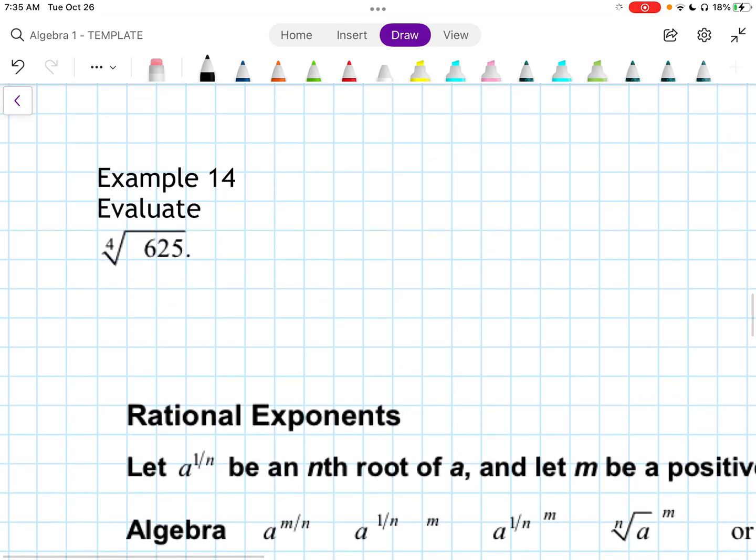Example 14, this is the fourth root of -625. Well, that is no solution. All right, and let me give you an easier problem. Square root of -9. Well, we know that the square root of -9 is no solution, right? There's no two numbers that multiply together to be -9, right? There's no four numbers that multiply to be -625.